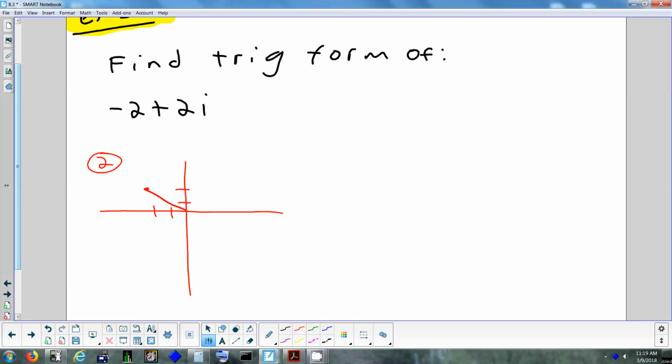That line that I just drew, that's my r. So keep in mind what we're looking for. When we're done, that's how the answer should look. But we need to find r and theta and just fill them in and then stop.